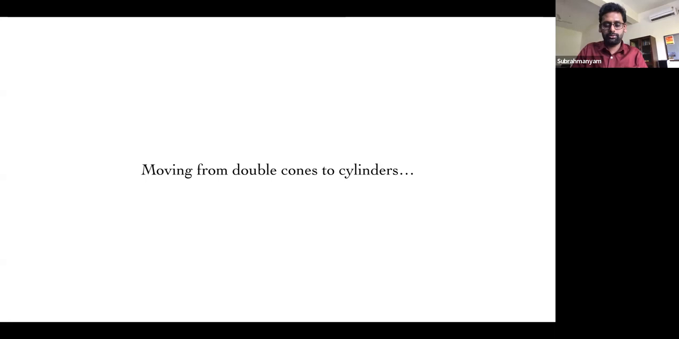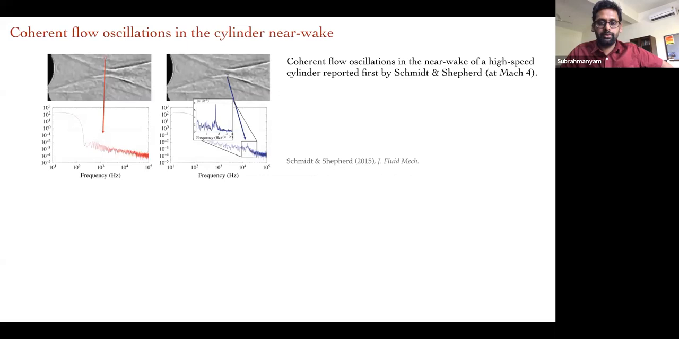All right, good. So this is the second part of the talk. We move from double cones to cylinders, but this is a shorter part of the talk. Like you all know very well, the flow in the wake of a cylinder is a very classic problem in fluid dynamics in the low speed or subsonic regime. If you look at the literature, there are literally hundreds of papers on subsonic cylinder wakes, if not thousands. But surprisingly, what we found is that when you look at this same canonical problem in the high speed regime, there is very little work that looks at the unsteady aspect of cylinder wakes at high speeds.